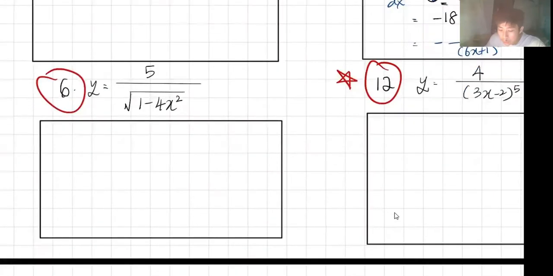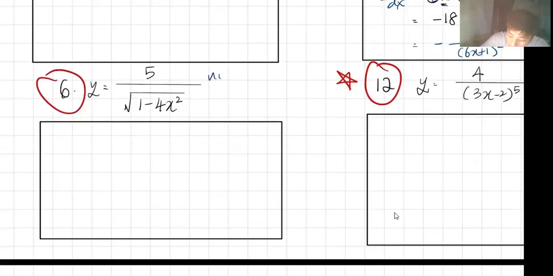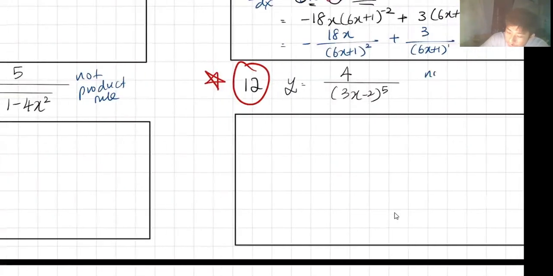So now, questions 6 and 12, right? Not product rule. It's not product rule, but it's something you can do.